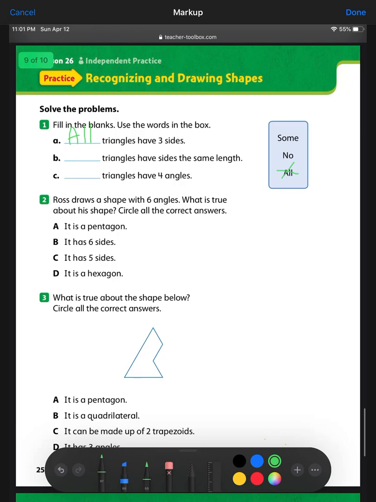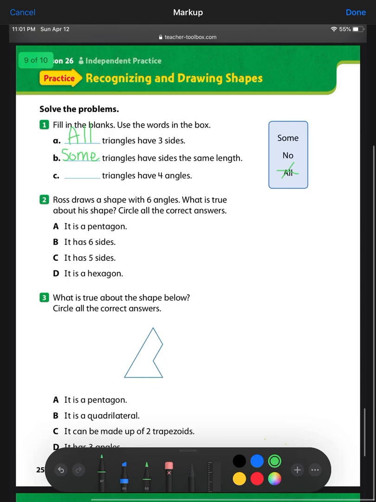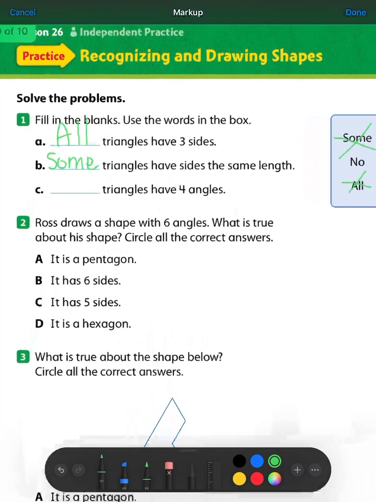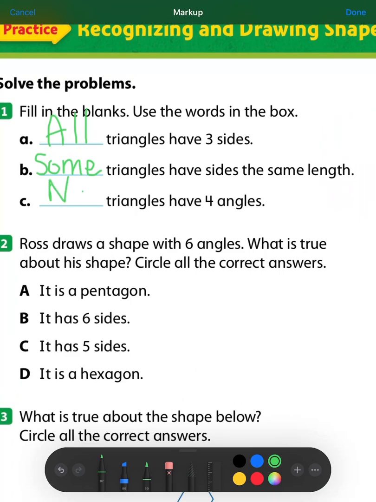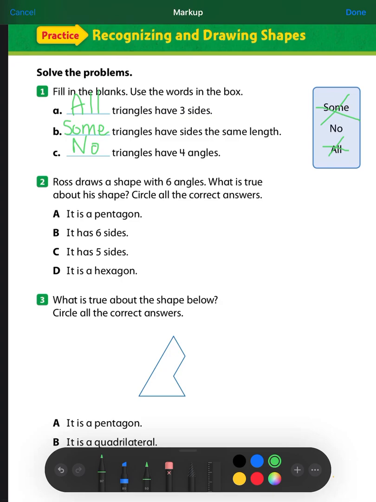B, blank triangles have sides the same length. Some or no. Some triangles have sides the same length, or no triangles have sides the same length. Some can, so we're going to write some. There we go, some. And mark it off of our list. That means we have left no. Let's see if it fits in the blank. No triangles have 4 angles, and that is true. No triangles have 4 angles. All triangles have 3 angles and 3 sides.